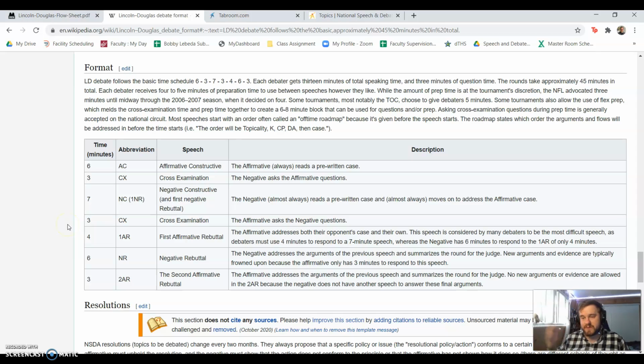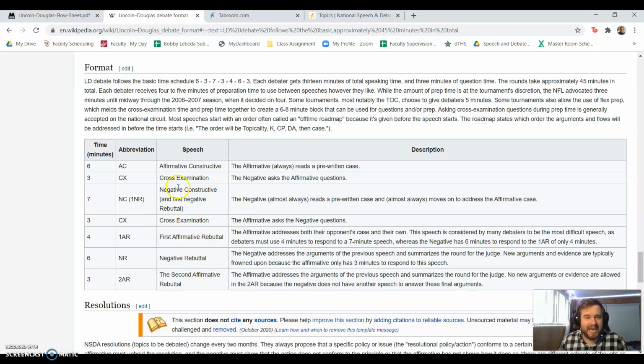Cross-ex is an opportunity for speakers to ask each other questions, sort of like you'd see cross-examination in a court, where they try to get their opponent lying or point out flaws in their ideas or things like that. Next you have the first affirmative rebuttal.